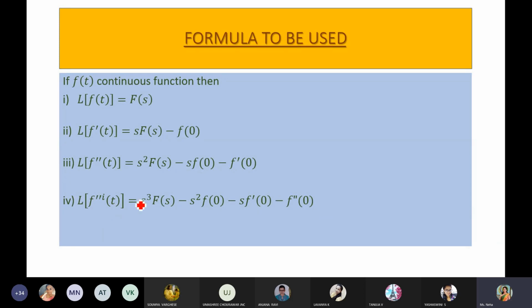So f triple dash of t will be s cube F of s. See, the power of s will decrease. First s cube, then s square, then s, then 1. And first we will write F of s, then f of 0, then it will increase: f dash of 0, f double dash of 0, f triple dash of 0, and so on. But we don't go till the third derivative. Basically we'll be having either first derivative or second derivative. So those two formulas you have to remember.